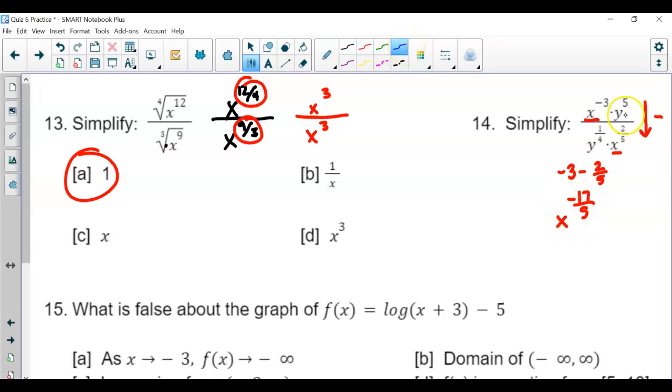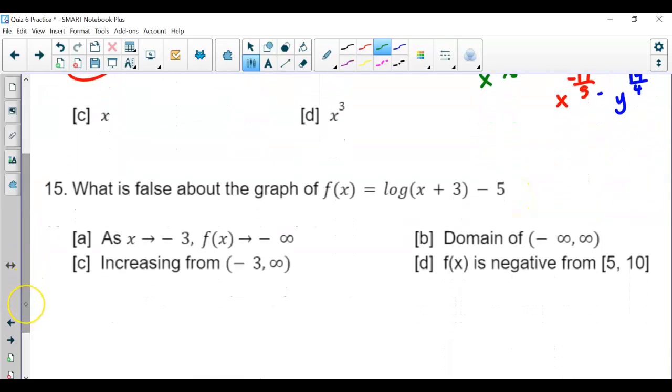Then you can do the same thing for y. y has an exponent of 5. So 5 minus which exponent? The 1/4, because again, the bases are the same. So 5 minus 1/4 is 19/4. That is the new exponent for y. However, is this our answer? No, because remember, we can't leave a negative exponent like we have here for x. So that means keep y up top: y to the 19/4 over x to the 17/5.